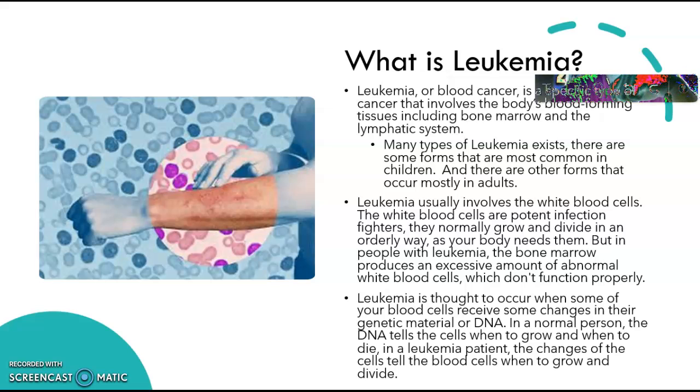Leukemia is thought to occur when some of your blood cells receive some changes, or the medical term would be mutations, and those mutations occur in the blood cell's genetic material, or DNA. In a normal person, the DNA tells the cells when to grow and when to die, or basically divide. With a patient who has been diagnosed with leukemia, the mutations of the cell tell the blood cells when to grow and when to divide.